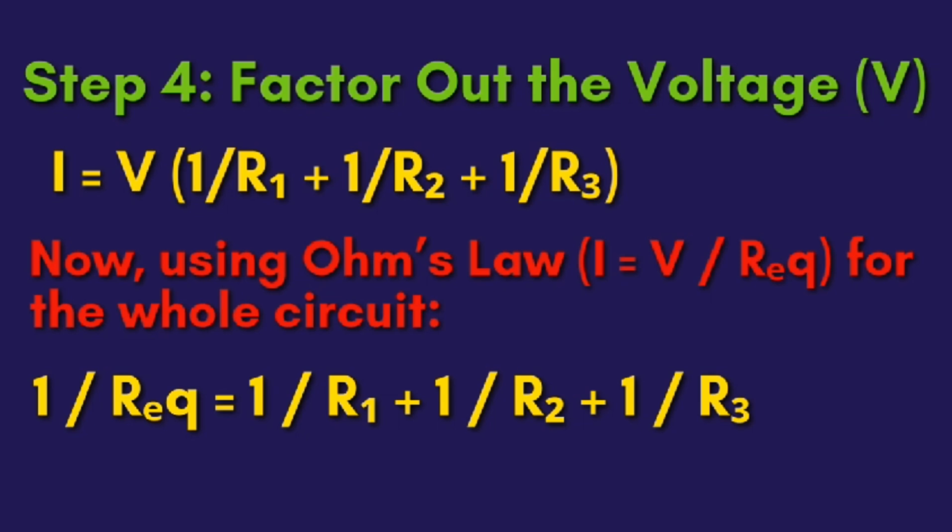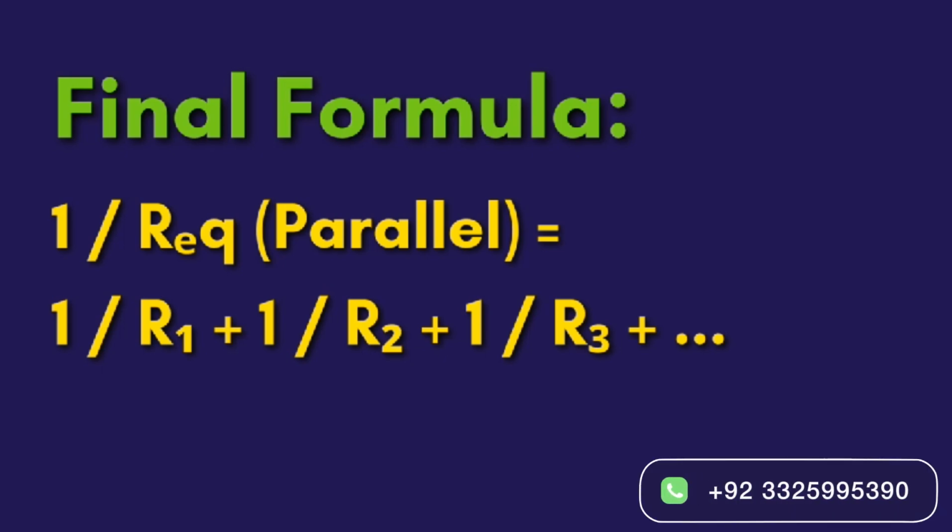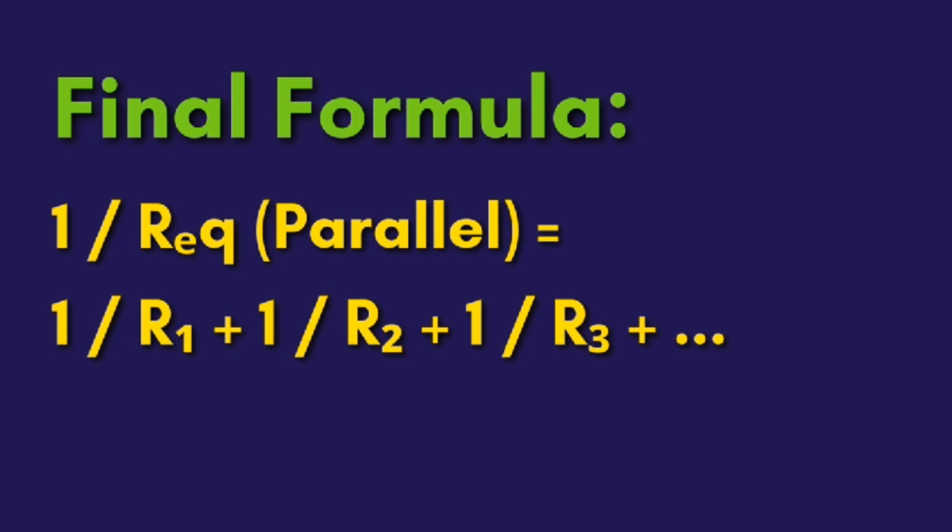Now by using Ohm's law, we will calculate the equivalent resistance. That will be 1 by R equivalent is equal to 1 by R1 plus 1 by R2 plus 1 by R3, and the final formula for equivalent resistance in parallel will be the sum of the reciprocal of three resistors.